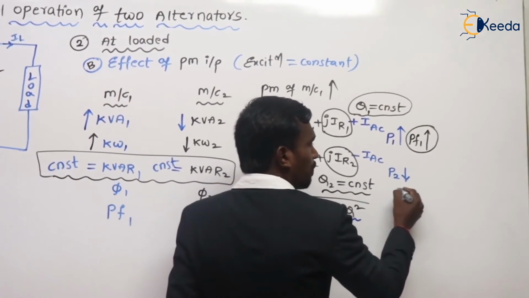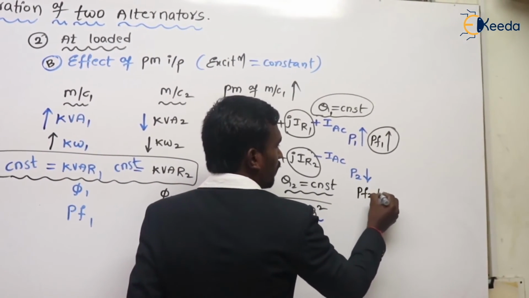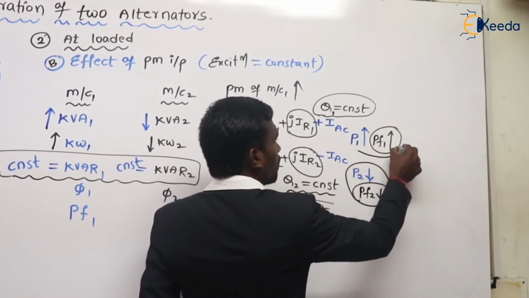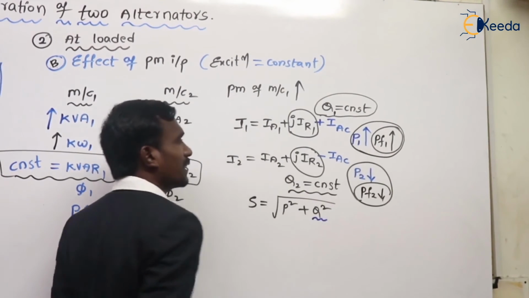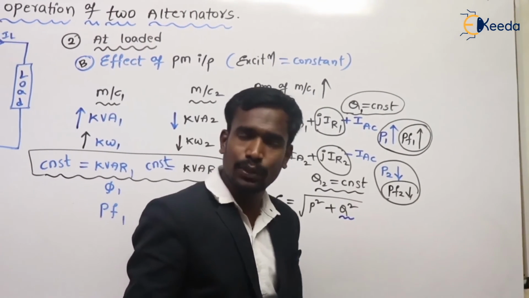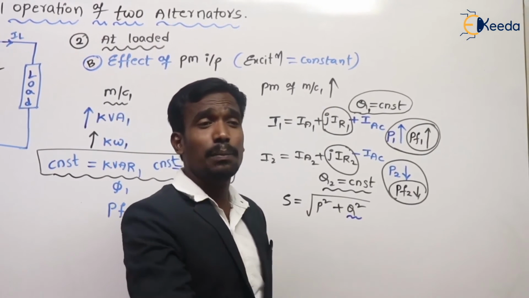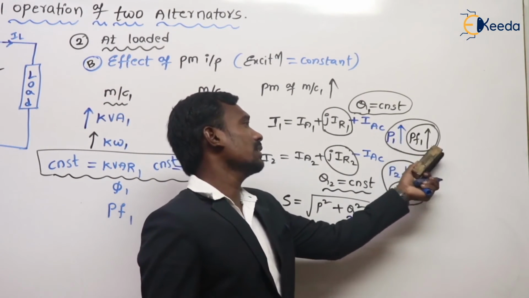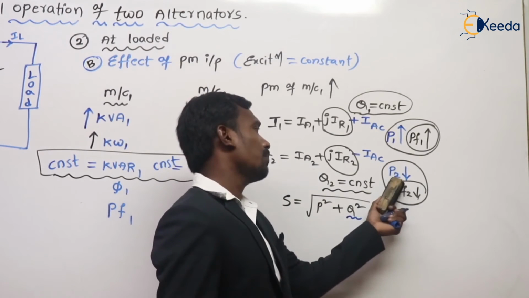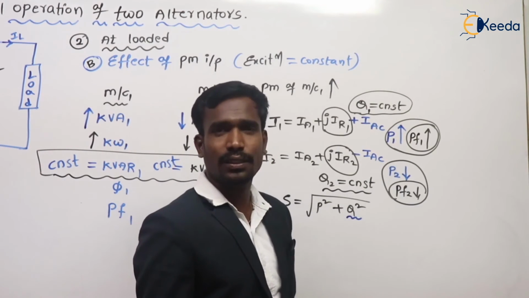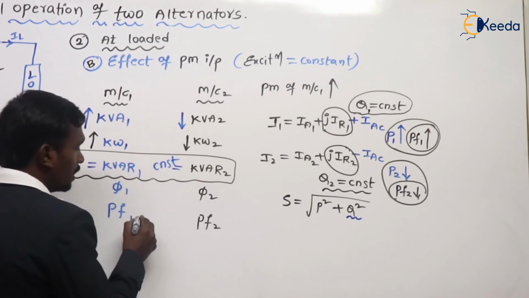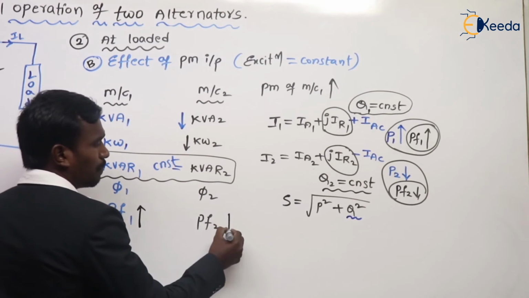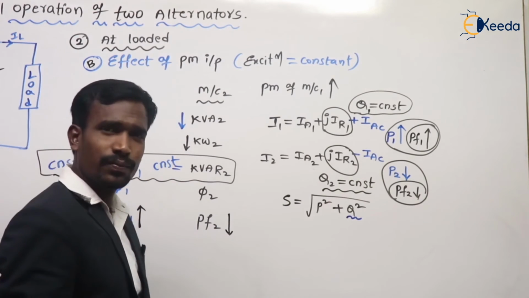If the active component decreases, then the power factor also decreases. Power factor is directly proportional to the active component. Power factor is inversely proportional to the reactive component. Here the active component increases, the power factor increases. Here the active component decreases, the power factor decreases. So what happened here? Here the power factor increases and here the power factor decreases.